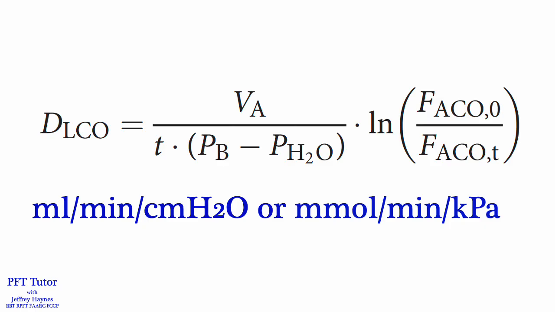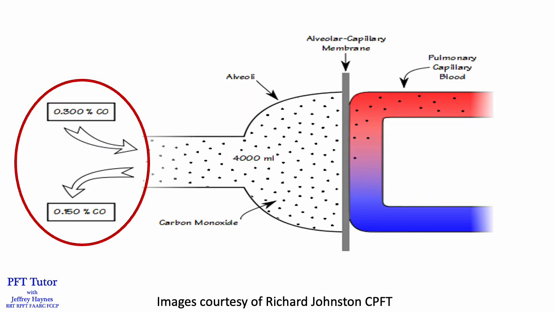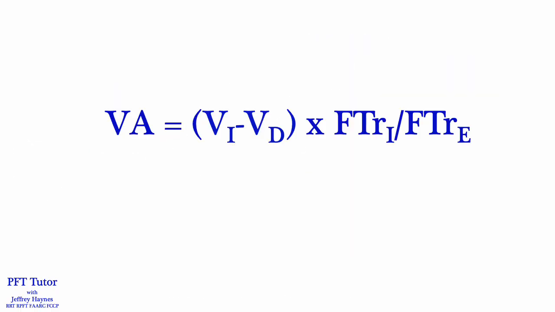When we're learning about DLCO, it's natural to focus a lot of our attention on the changing concentration of carbon monoxide. CO is right in the name of the test. However, it is important to understand that the alveolar volume is a very important component of DLCO. It's not all about the change in carbon monoxide concentration. The alveolar volume, or VA, is calculated by multiplying the inspired volume minus the dead space by the inspired concentration of the tracer gas divided by the expired concentration of the tracer gas.